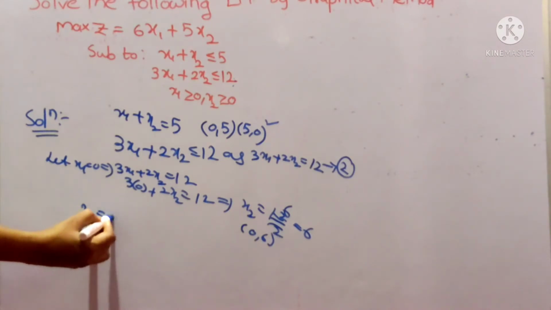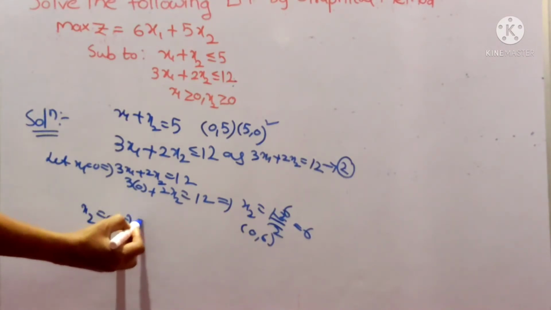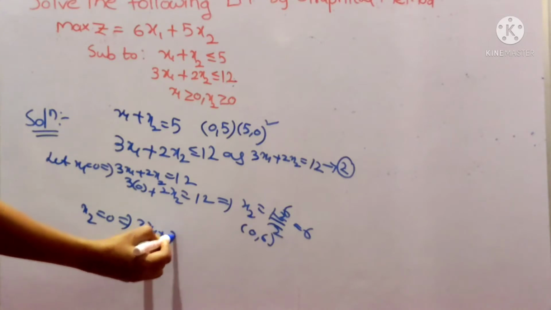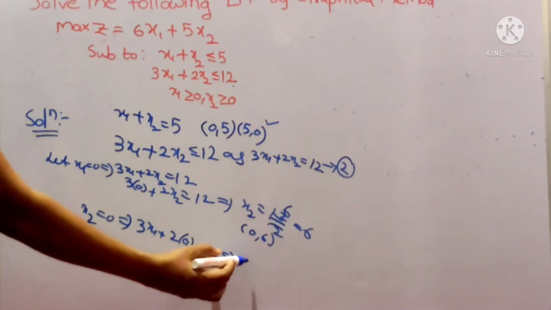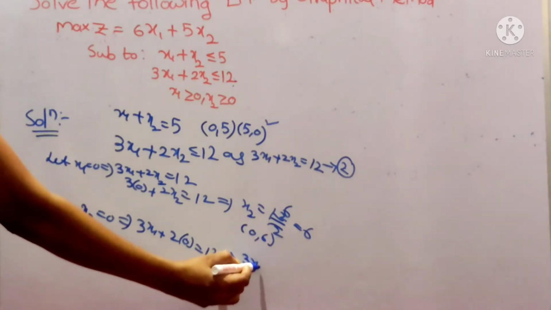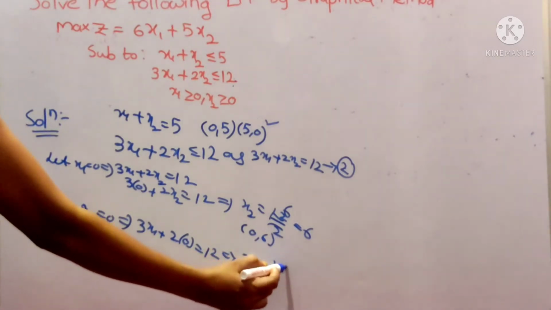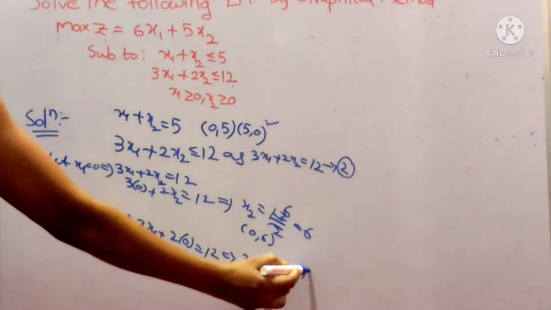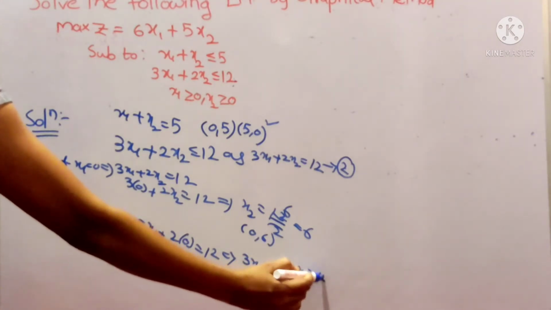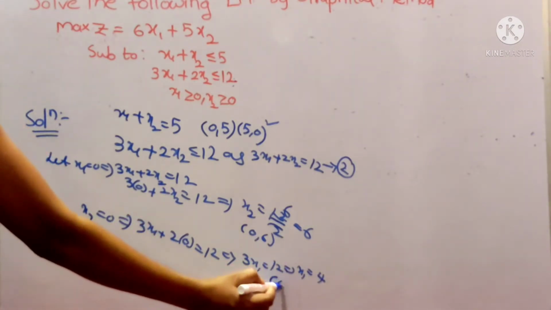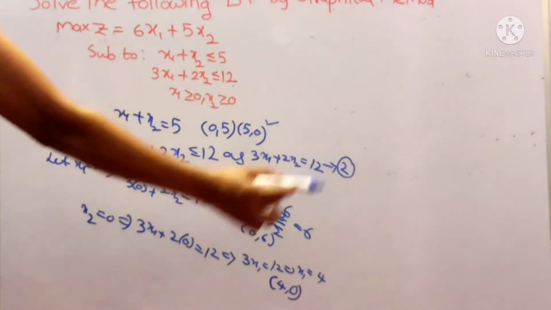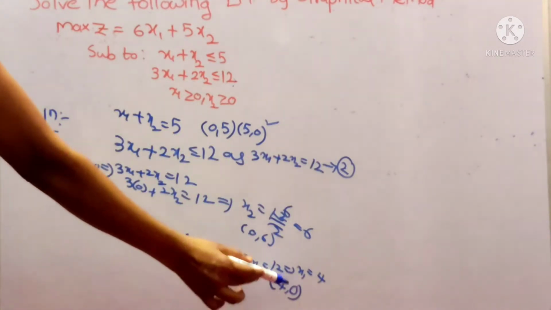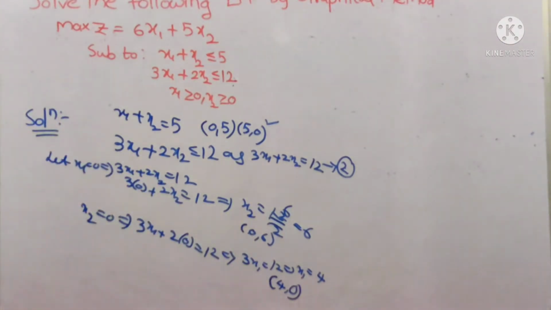Let x2 equal to 0 in equation 2. 3x1 as it is, 2 into 0, equal to 12. That implies 3x1 equal to 12, so x1 equal to 12 by 3, that is 4. The point is 4, 0. So 0, 6 and 4, 0 are the points that should be used for plotting the graph.